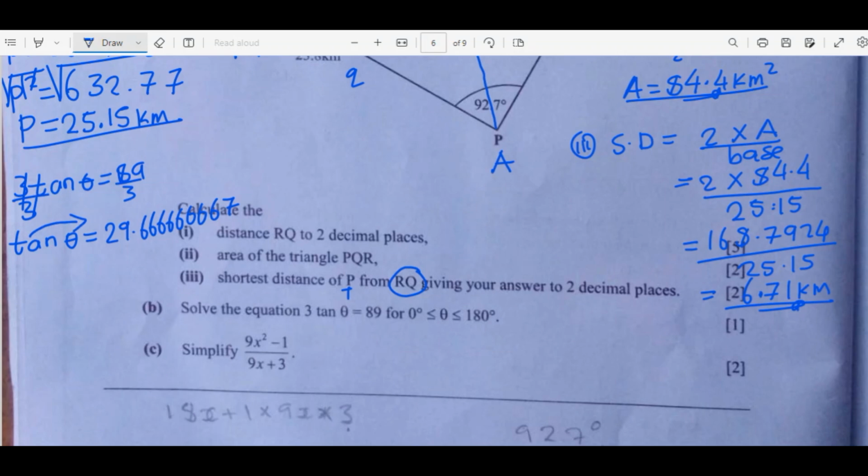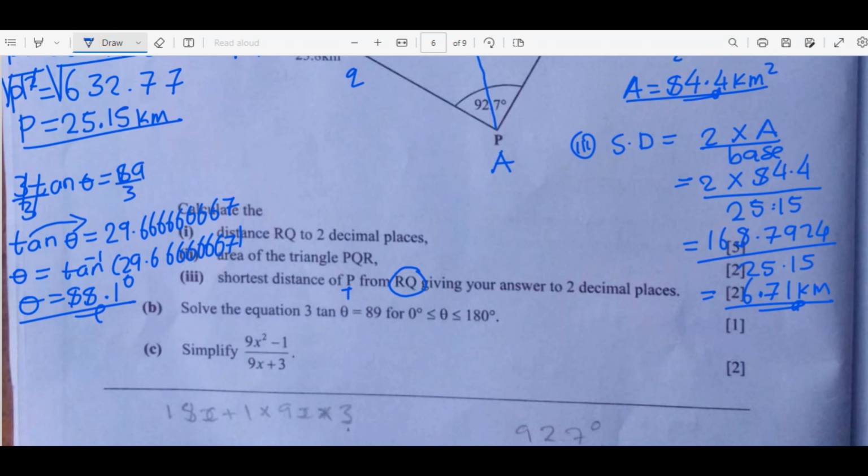Then we do the same. We shift the tan to the right side, leaving us theta is equal to the inverse tan of this number, 29.66666667. Let's do the final answer. We'll say shift, then tan of this number. So I'm getting 88.1. So 88.1 degrees if I round it off. So this is our final answer.